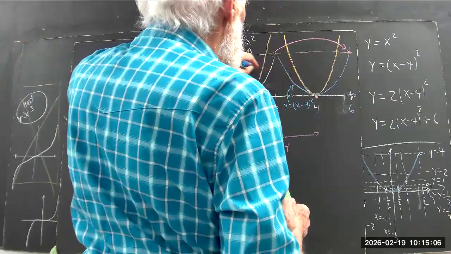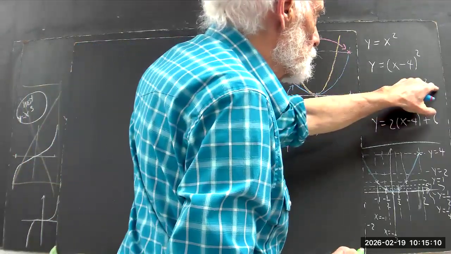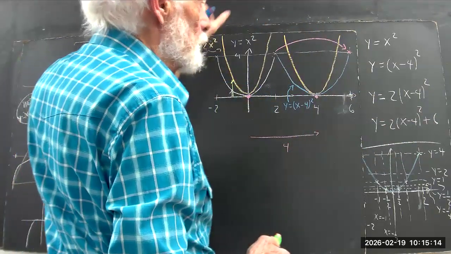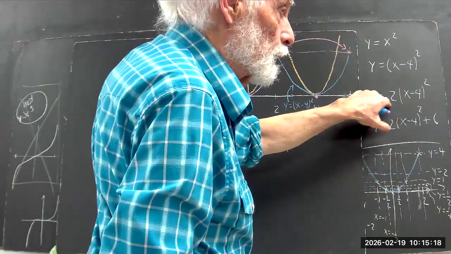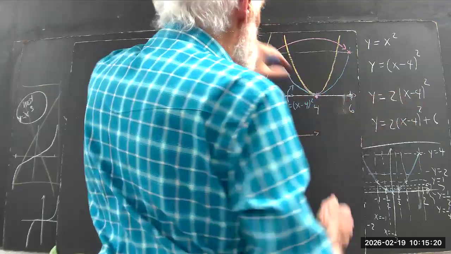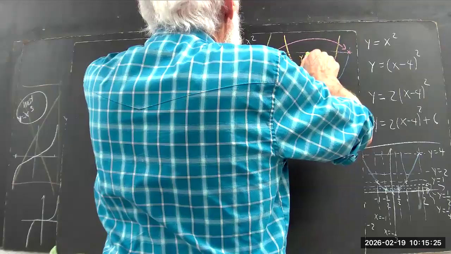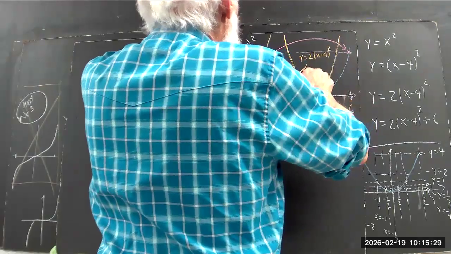The graph of the function 2 times the quantity x minus 4 squared: the graph of y equals 2x squared shifts 4 units to the right if you replace x by x minus 4 to get 2 times the quantity x minus 4 squared. So the graph that I just drew is y equals 2 times x minus 4 squared.